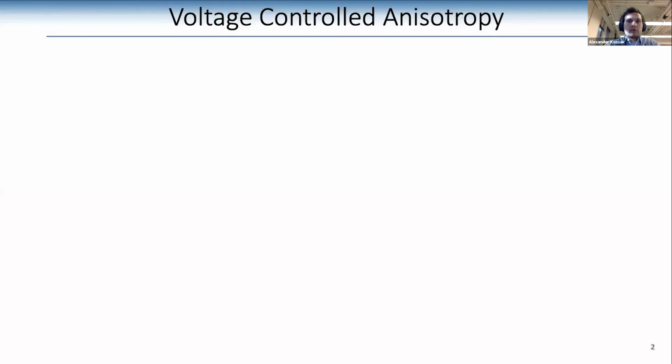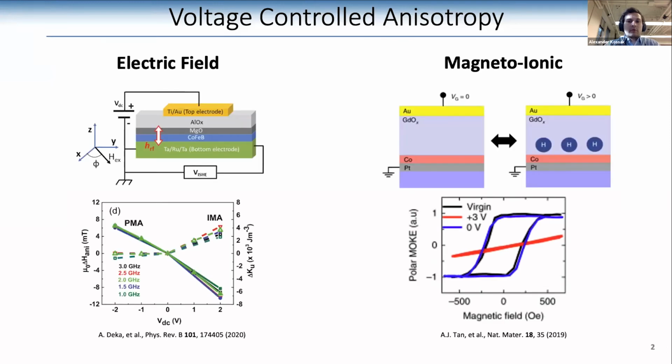Today, I'll be talking about our recent work on the voltage modulation of the RKKY interaction using a magneto-ionic gating platform. So the use of voltage control for other magnetic properties, namely anisotropy, is very present in the literature already. Two examples in which people have used voltage to control magnetic anisotropy are the electric field and the magneto-ionic effects. In these devices, the aim is to change the magnetic anisotropy in a way that you can modulate the magnetization of the magnetic material from in plane to out of plane.